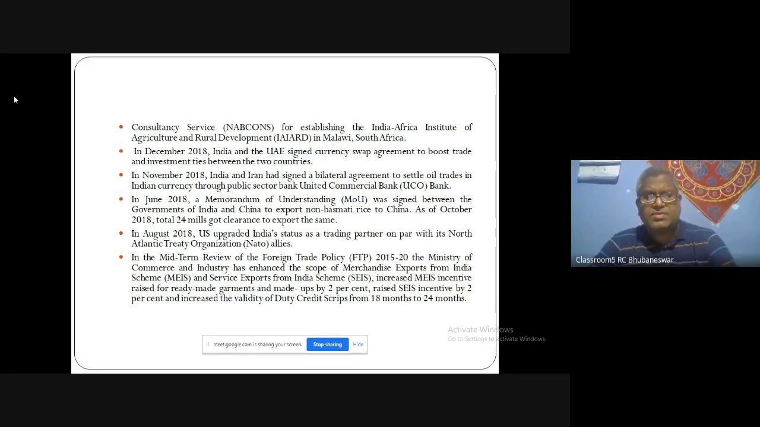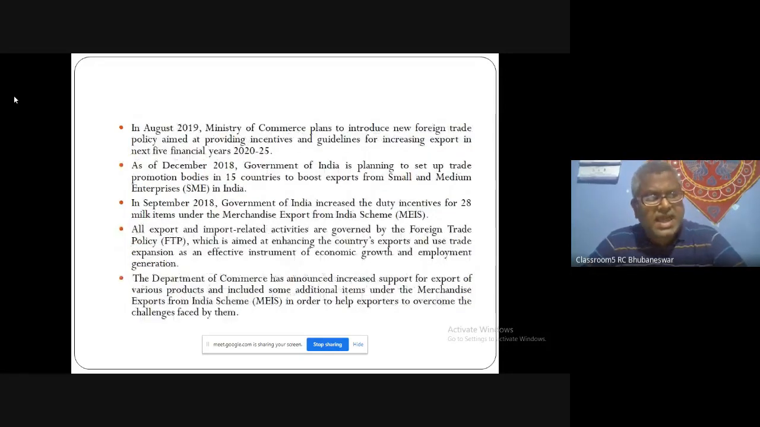And India also upgraded its trading partnership with the North Atlantic Treaty Organization, that is called NATO. Every time you read in the newspaper about NATO allies, that is the North Atlantic Treaty Organization. My point here is that from 2015 onward, the government is focusing not only on merchandise export but also on service industry export, and mainly on the different ways through which foreign trade development can be made successful. But there are some other points also.